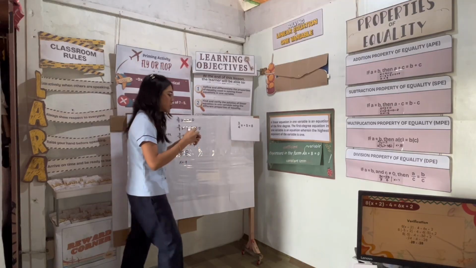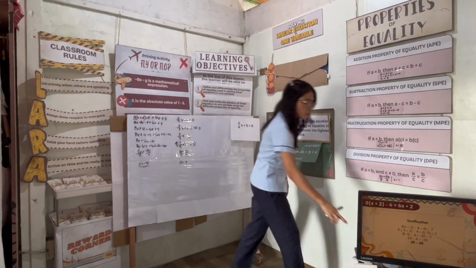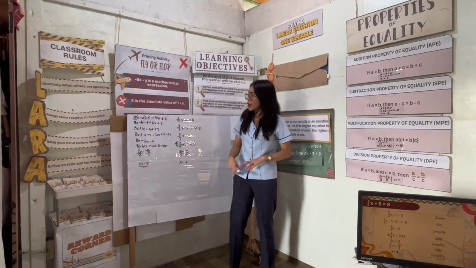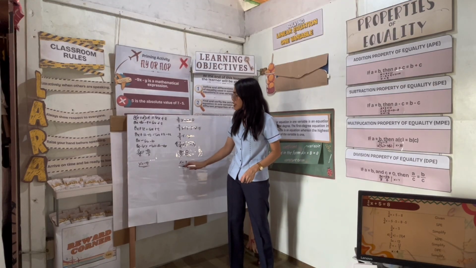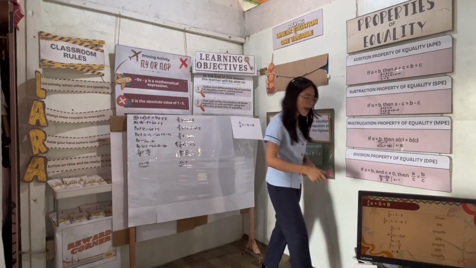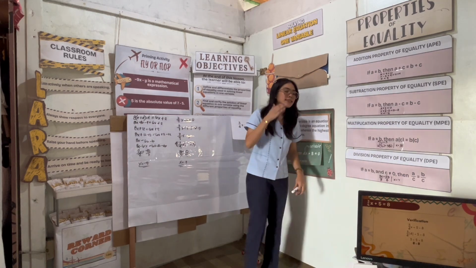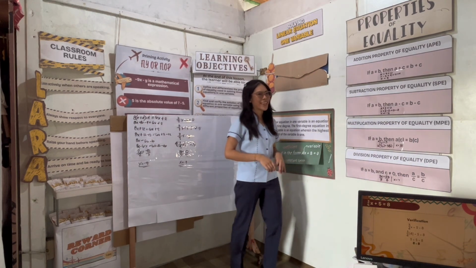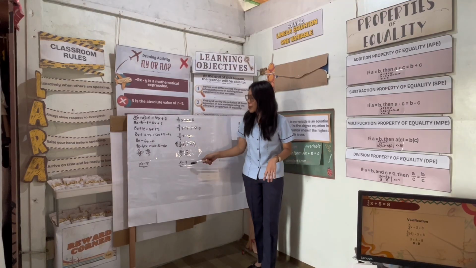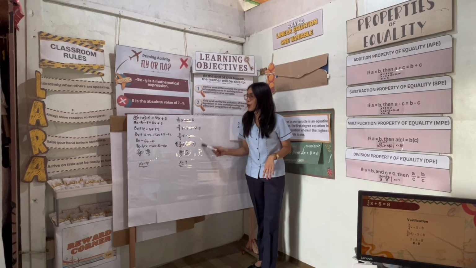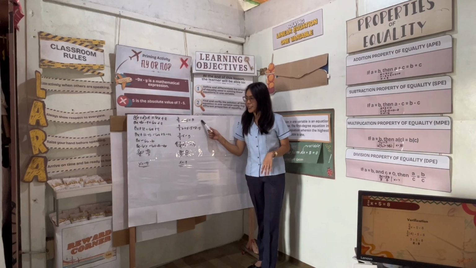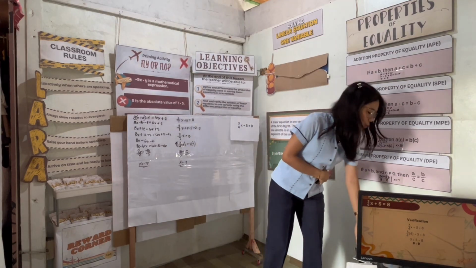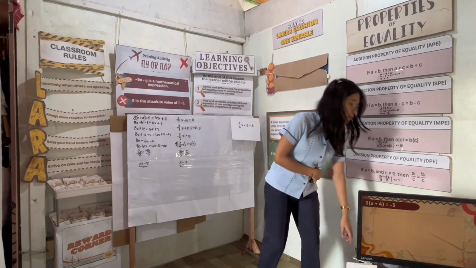Very good. Now, let us check if we have the correct answer. Yes, x is equal to 4. Now, if we substitute this back to this equation, we will have 8 is equal to 8, which is an example of a true statement. Therefore, this number, or number 4, is the solution of the equation 3/4 x plus 5 is equal to 8. Now, on your own, I want you to solve this.